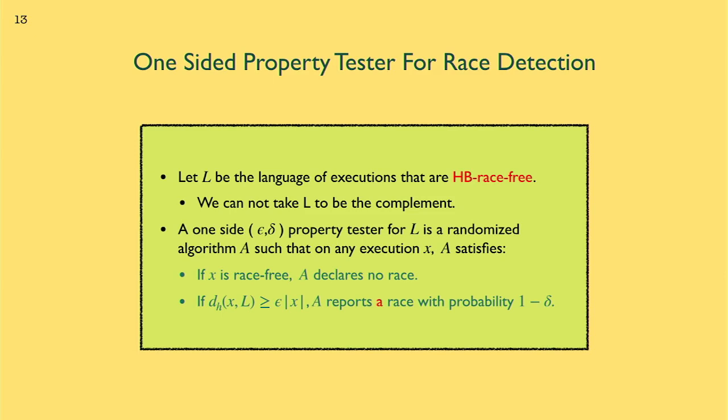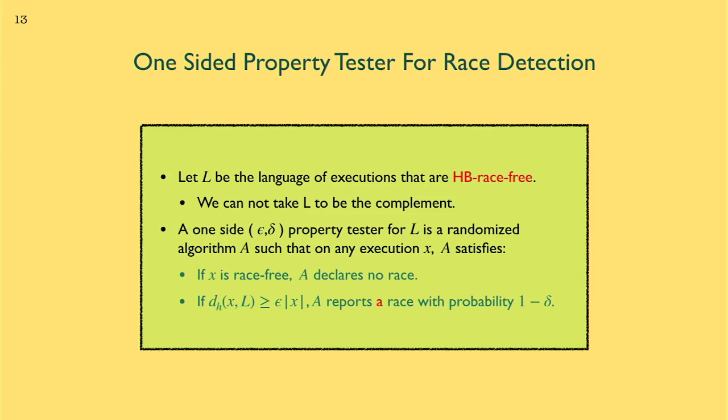And please note that we cannot take L to be the complement, although it might be more natural. If we take L to be the set of executions that has at least one HB risk, the first obligation of the property tester will require us to build an algorithm that always answers yes whenever there is a risk. But no sublinear algorithm can ever do that. And in fact, only deterministic algorithms like FastTrack have this power.